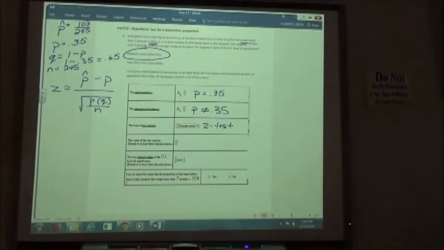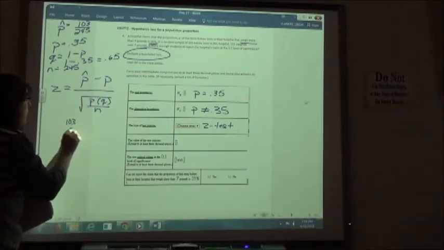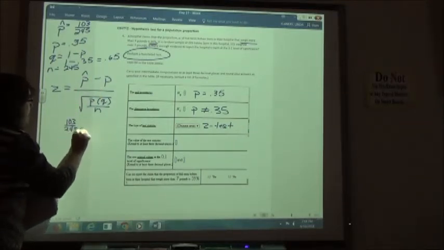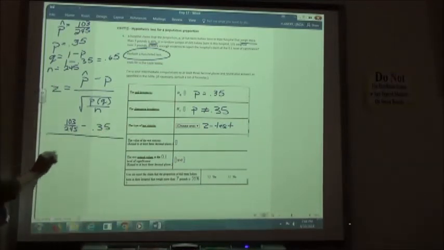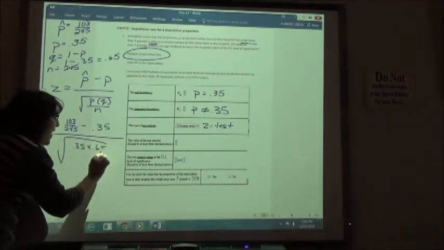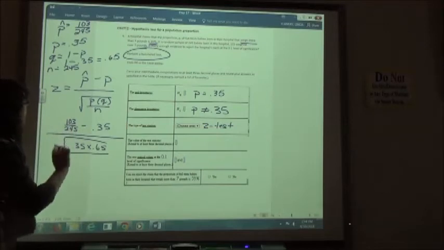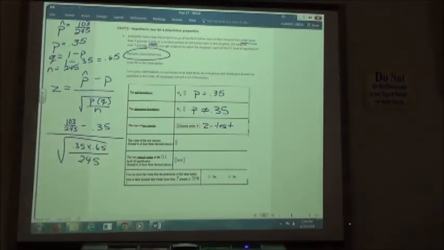All right, so for our formula we want 103 over 245 minus our 0.35, all divided by the square root of 0.35 times 0.65 over N, 245. When you punch it in your calculator, it should look something like that.